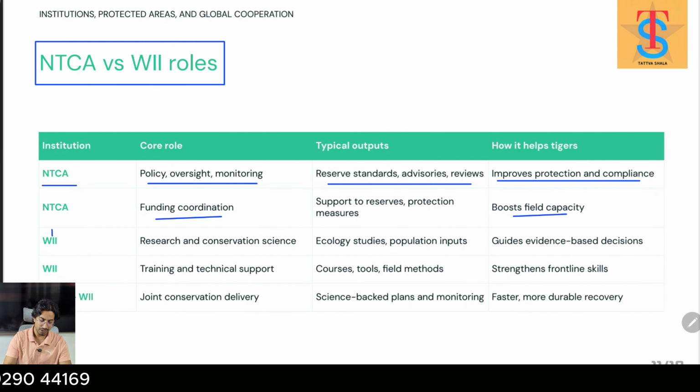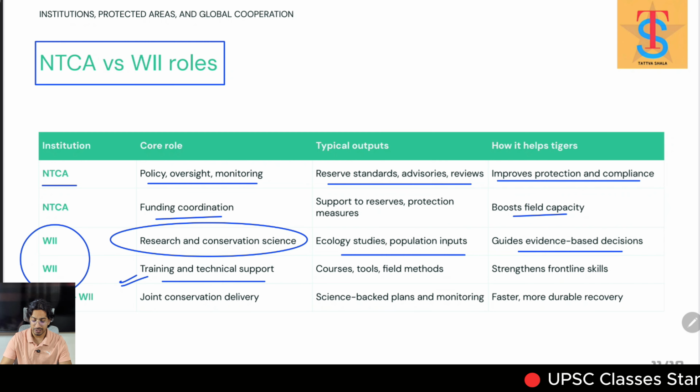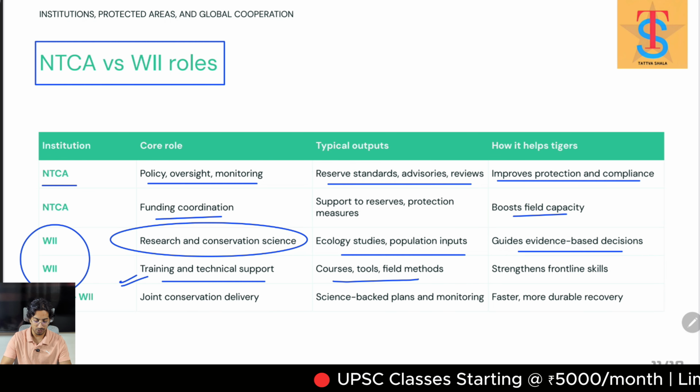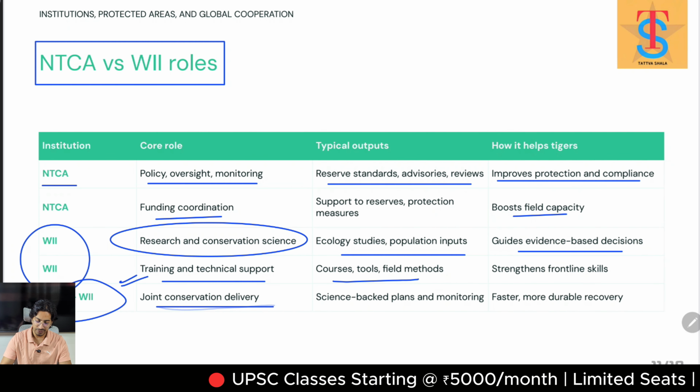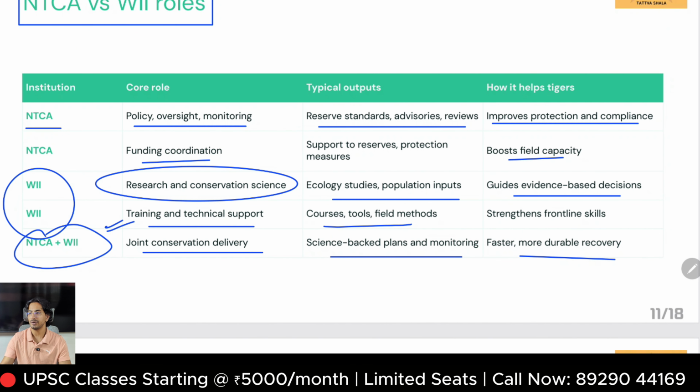What about WII? Research and conservation science. So basically the research is done by the WII. Ecology studies, population input, guidance, evidence-based decisions, training and technical support is given by WII. Then courses, tools, field methods strengthen frontline skills, and jointly, like together, joint conservation delivery, science-backed plan monitoring, faster and more durable recovery.